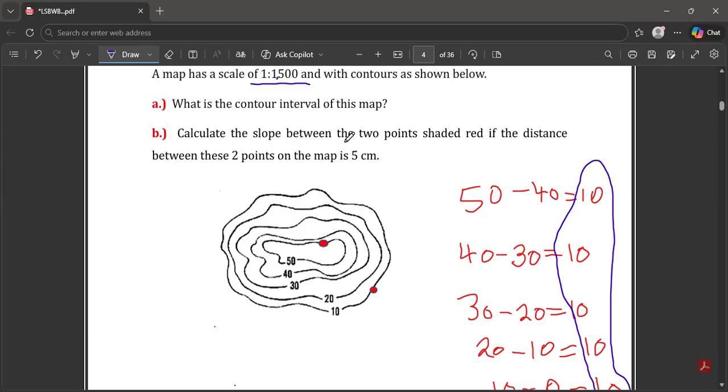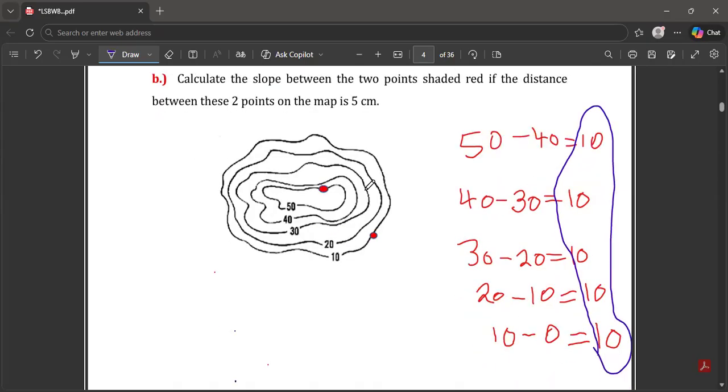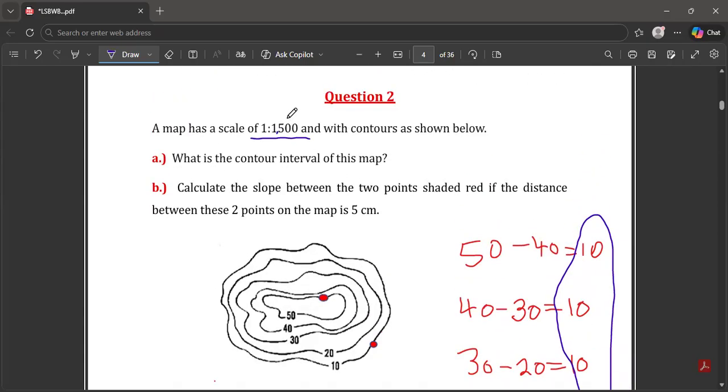Take note that since the map distance is 5 centimeters, the ground distance is calculated using the map scale as follows. So it is still the same question. We are still using the same question, because when students are confused, that is why each and every time I still come back to read the question. They say a map has a scale of 1:1,500 and with contours as shown below.